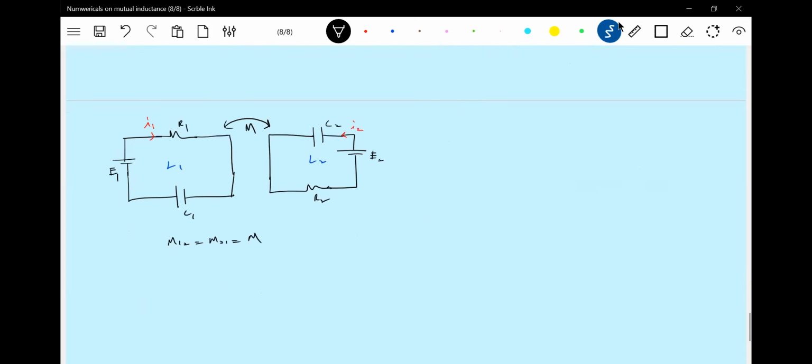Let's take this one. Let M be the mutual inductance. M12 is equal to M21, they are assumed like this. Let I1, I2 be the currents flowing. So let's write the KVL equation for this. Along with this cell, there's also a resistor, capacitor, and inductance. Now there will be mutual inductance by this, and the flux linking by it is such that we have to write the equation.